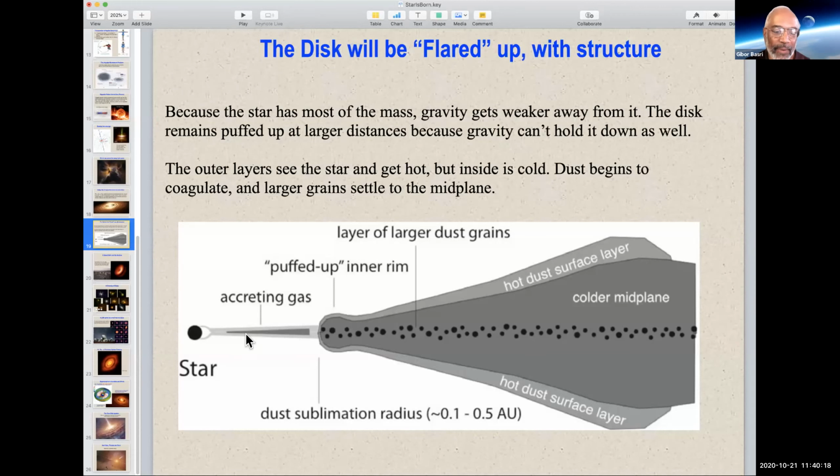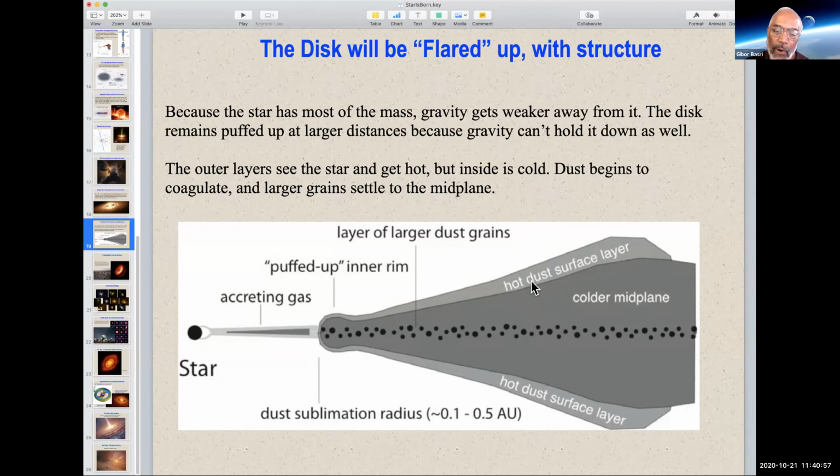So there's some gap between the star and the inner part of the disk. The inner part sees the star and gets hot, so it puffs up a little bit. But then as I move out here, I'm getting further and further away from the star, and the disk is only being confined really by the stellar gravity, and so it's free to puff up as you move out. It feels weaker and weaker gravity, and it just gets thicker and thicker in size, not in mass here. And meanwhile, the dust starts aggregating and dropping to the midplane of the disk. And that's the beginning of the planet formation process.